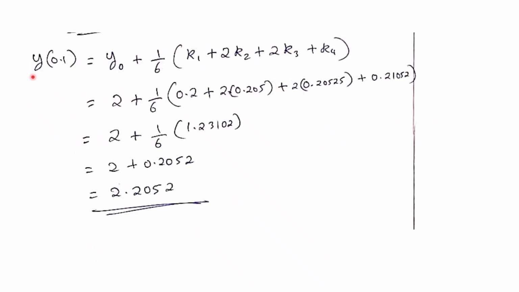Now we just substitute here. You are asked to find y of 0.1, right? So n is taken as 0 in the first case, so 0 plus 1. In place of n, you write 0. So y0 plus 1 by 6 into (k1 plus 2k2 plus 2k3 plus k4). y0 is given as 2 plus 1 by 6 into the values of k1, k2, k3, k4 substituted here. It's a direct substitution. Use the calculator, and the final answer is 2.2052. Very simple and very important. Study this thoroughly. So thank you for watching.